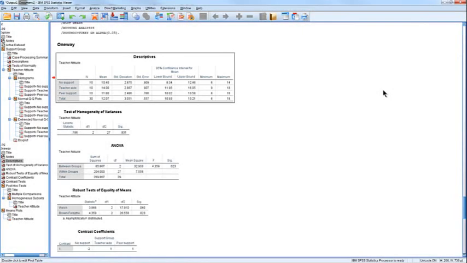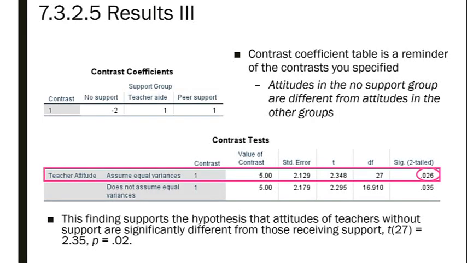By combining the result of the contrast test table, which says that the planned contrast that we did is statistically significant, and the descriptives table that tells us that the no support mean is lower than the other two means, we can conclude that attitudes of teachers without support were significantly less positive than attitudes of teachers who did receive support. Again, what that means is that this planned contrast supports the hypothesis that attitudes of teachers who did not receive support were significantly different, specifically significantly less positive than attitudes of teachers who did receive support.